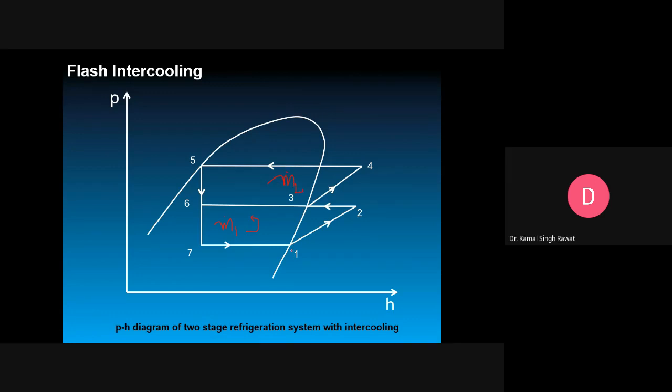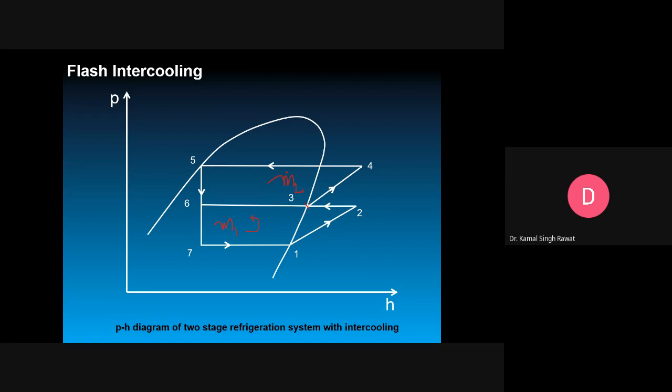At point 1 we have saturated vapor. This saturated vapor enters the compressor, where isentropic compression of the vapors occurs, and the pressure is increased from the evaporator pressure to the intermediate pressure. Then this superheated vapor is bubbled through the flash tank, so the superheated vapor cools down to the saturated condition.